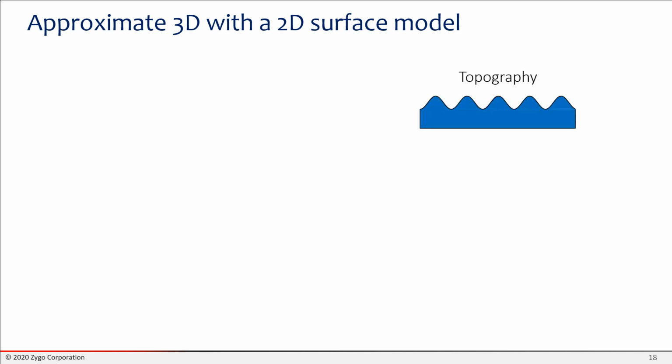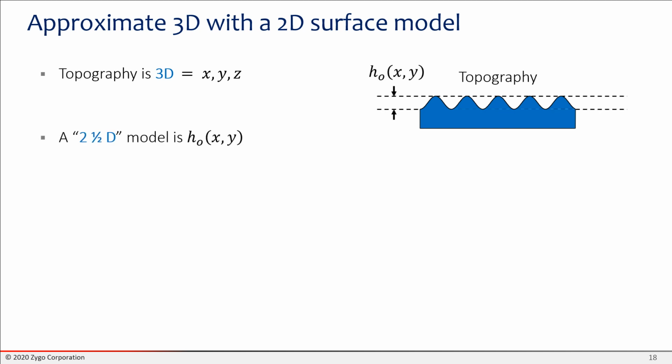The first thing that we're going to do is look at this 3D surface and see if we can simplify it, because it's kind of hard to work in 3D. Topography is 3D. So in Cartesian coordinates, you have x, y, z. So clearly you have to express every point in the topography by an x, y, and a z. We usually do that by a 2.5D representation where you have surface heights as a function of x and y.